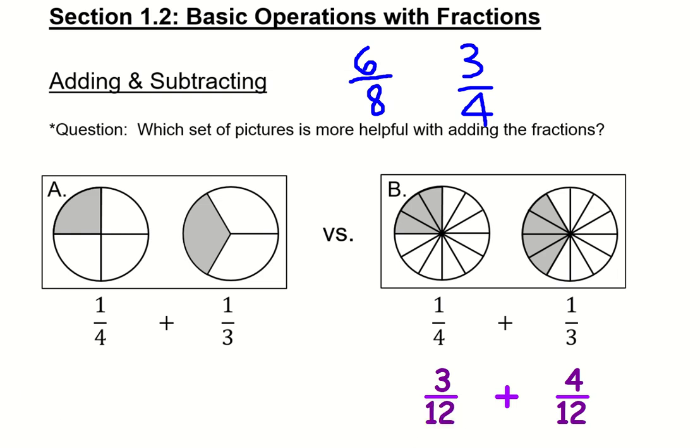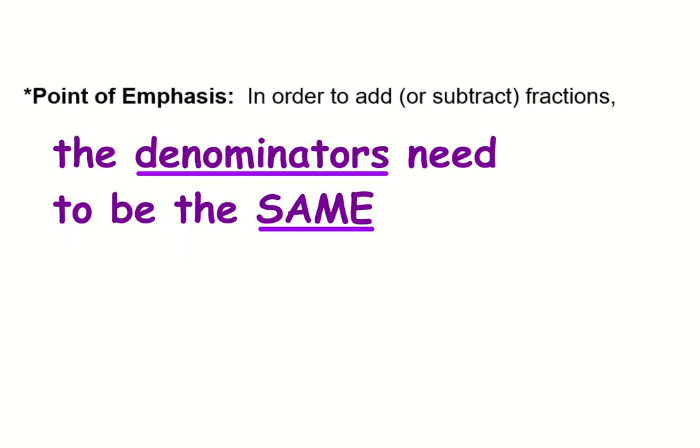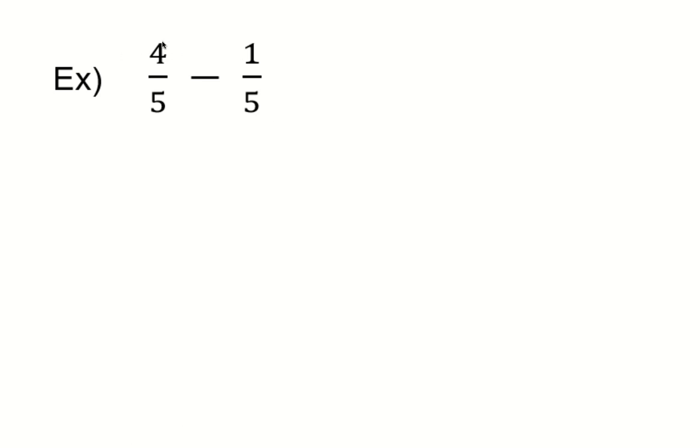It's 12. So if you have the same denominator, aka the same size piece or slice, you can now add these together. So 3/12 plus 4/12 would equal 7/12. So you can add or subtract fractions that already have the same denominator. The denominators need to be the same. So this answer would be, since the denominators already matched, 3 over 5.